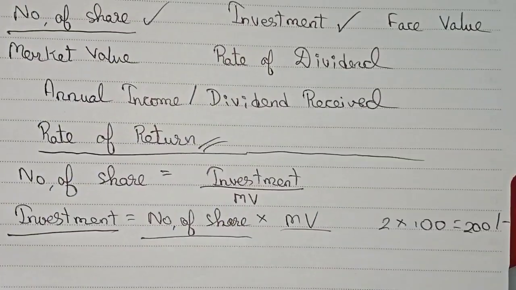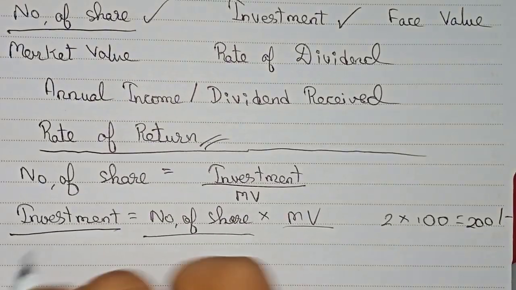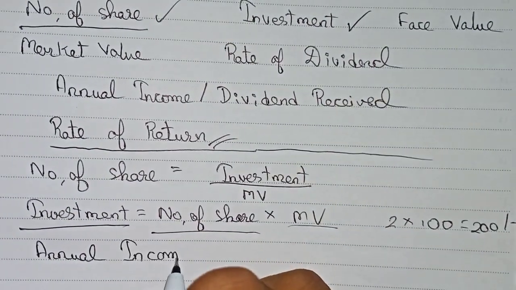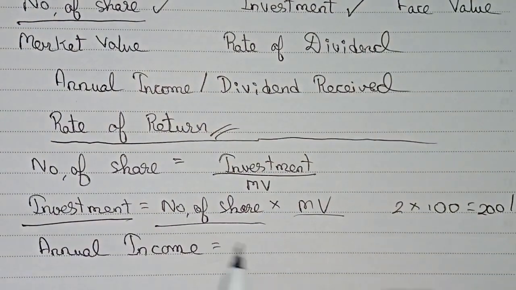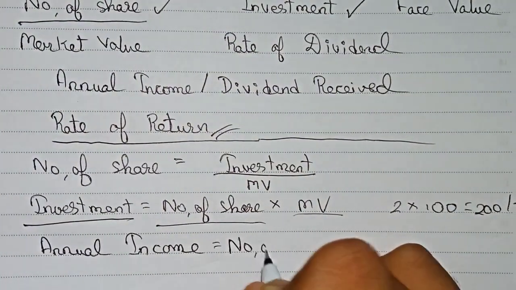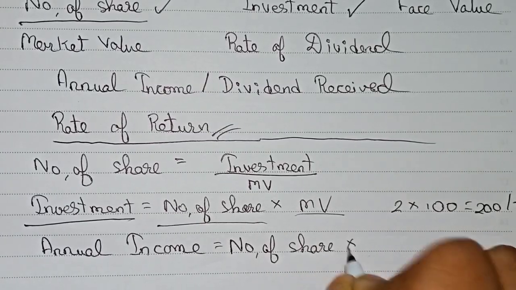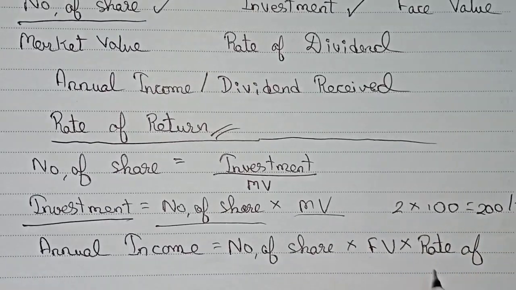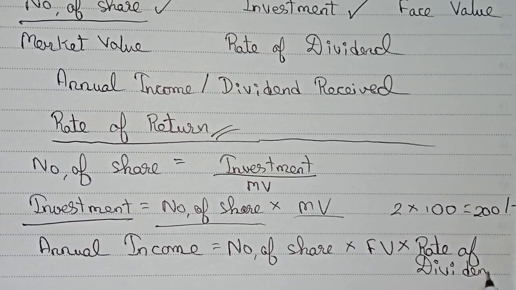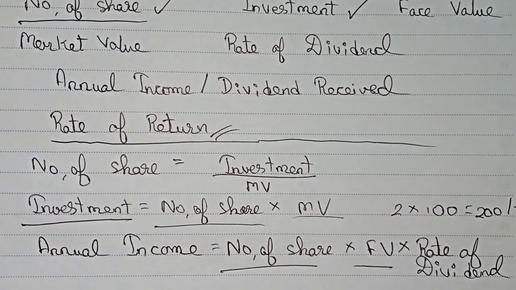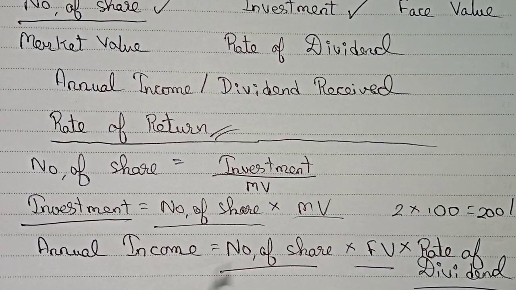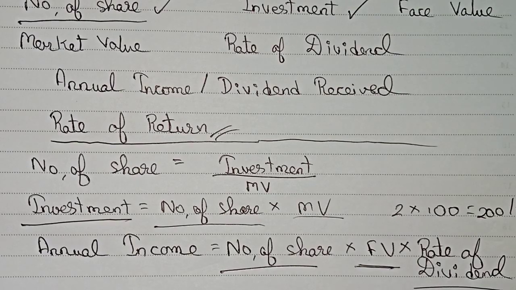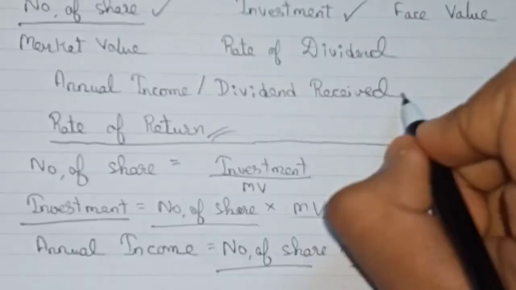Now we will find out the annual income. The annual income formula is number of share into face value into rate of dividend. As I've discussed earlier, income is always given on the face value. So number of share into face value into rate of dividend gives the annual income, or dividend received.